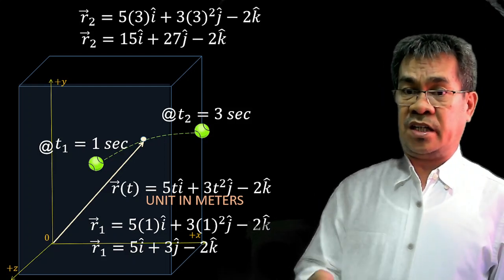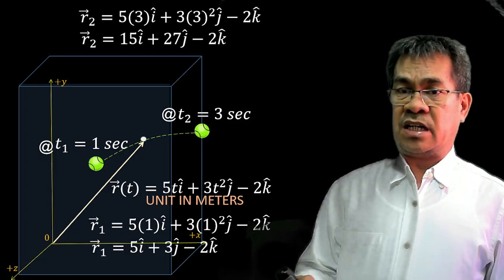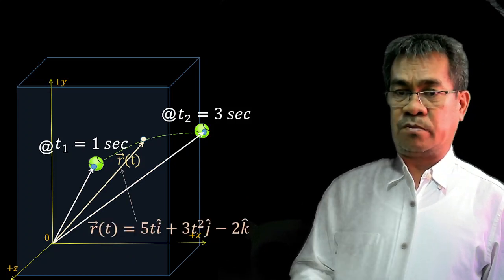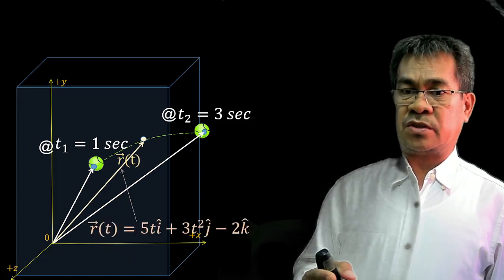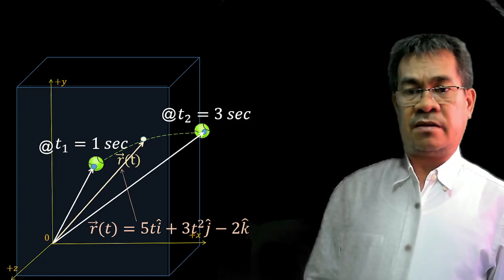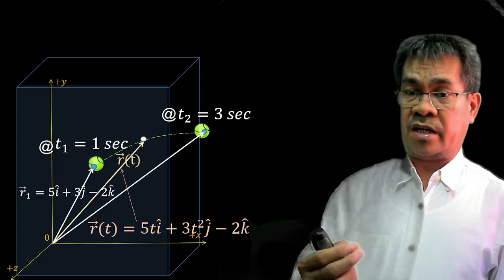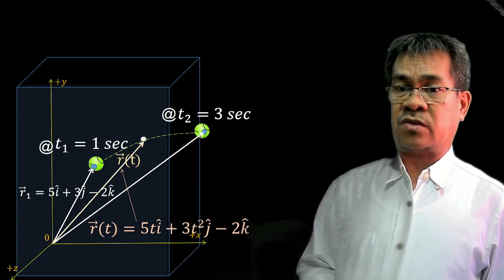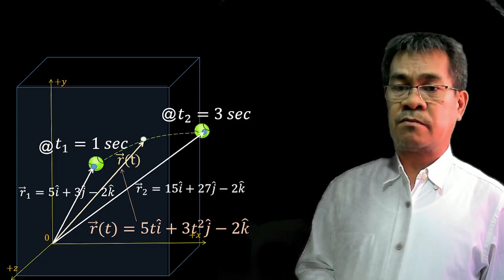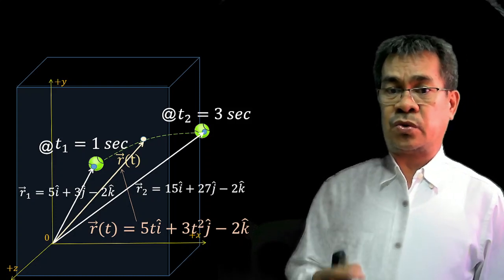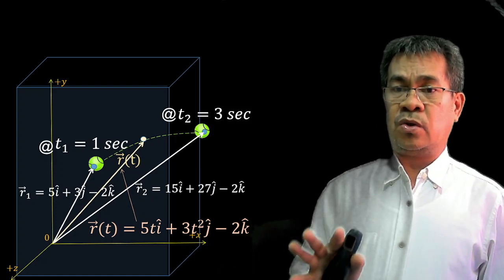And these are the initial and final positions. We are able to compute the initial position because we have the position at any time. So these are the results. R1 is 5 i hat plus 3 j hat minus 2 k hat, while R2, the position 2, is 15 i hat plus 27 j hat minus 2 k hat. These are the two positions.